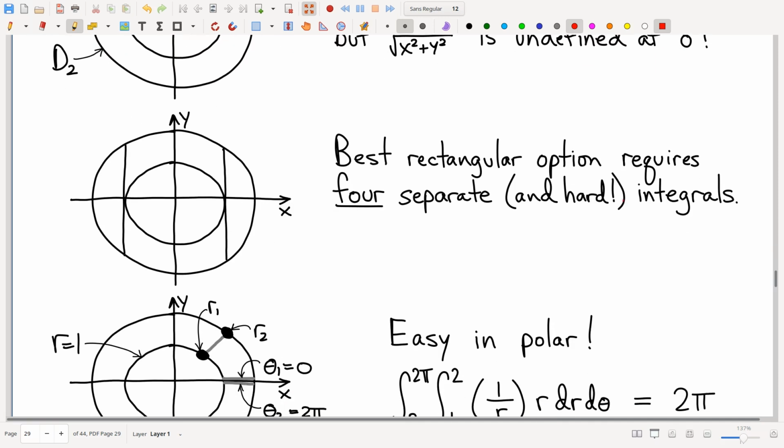Okay. Here's the next approach we could take. We could just do the rectangular approach, but the problem is you'd have to do that piece separately, that piece separately, that piece separately, and that piece. If you want to do this in rectangular coordinates, you've got yourself 4 integrals, on all of which, notice, your bounds are going to be on circles, which in rectangular coordinates will give you square roots. So you have 4 hard integrals. We don't want to do that.